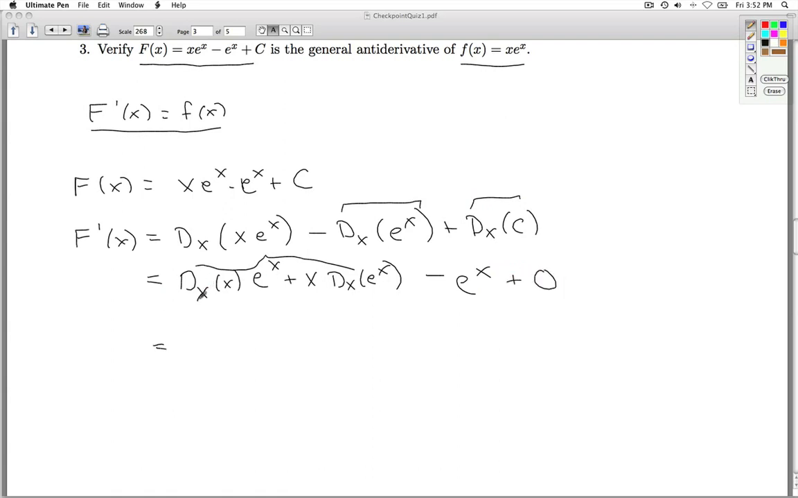And so now we simplify. The derivative of x is 1, so 1 times e to the x is e to the x, plus x times the derivative of e to the x, which is e to the x, minus e to the x. And so when the dust settles, these e to the x's cancel. I'm left with x e to the x. And sure enough, x e to the x is little f of x. So, to verify one function is an antiderivative of the other, you take the derivative and show the derivative equals what it should. And that's it for problem 3.